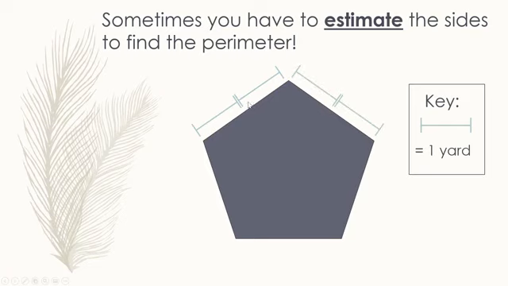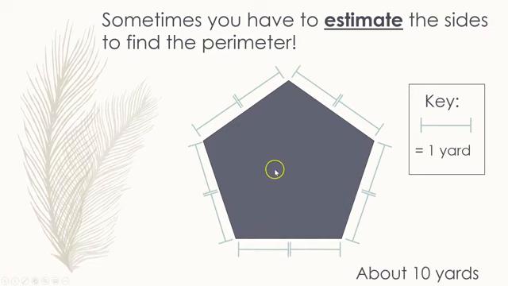I have 2 here, 2 here, 2 here, and 2 here. When I add all of those sides up with 2 yards each, I get 2, 4, 6, 8, and about 10 yards for the perimeter of this pentagon.